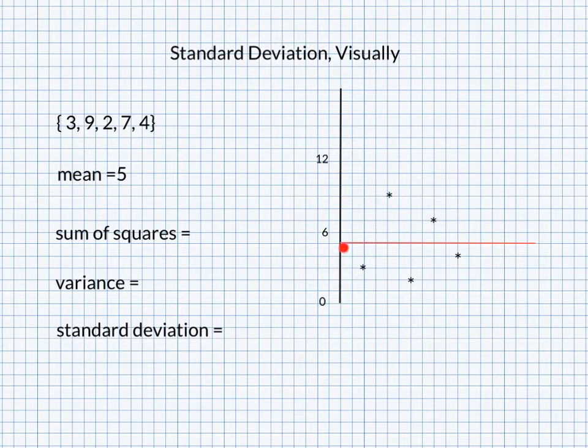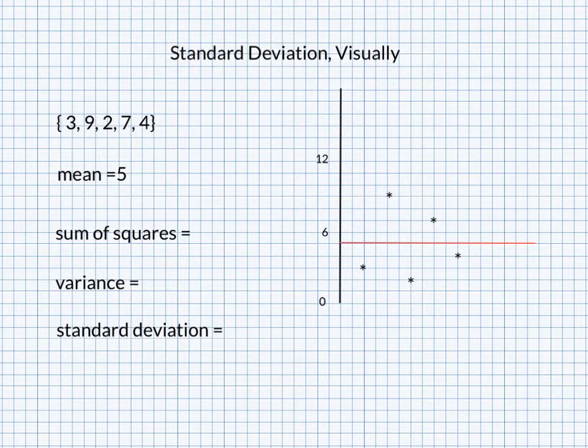in increments of 1 all the way up past 12. And then I've drawn that mean horizontally. So at the mark 5, I've drawn a horizontal line at 5, and that represents the mean. And you can see I have all the data points also. Here is the data point for 3, it's 2 below the mean. Here's the data point for 9, above the mean. And then here is 2, and then here is 7, and then here is 4.